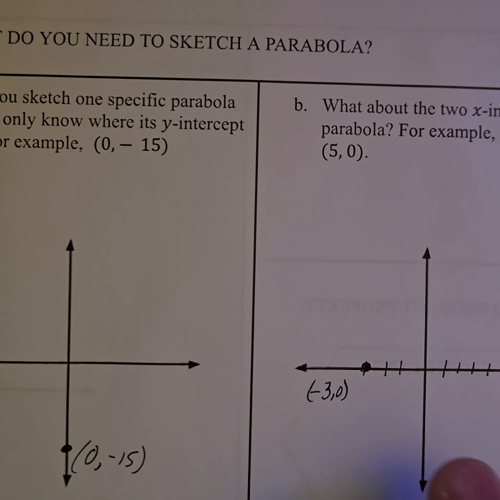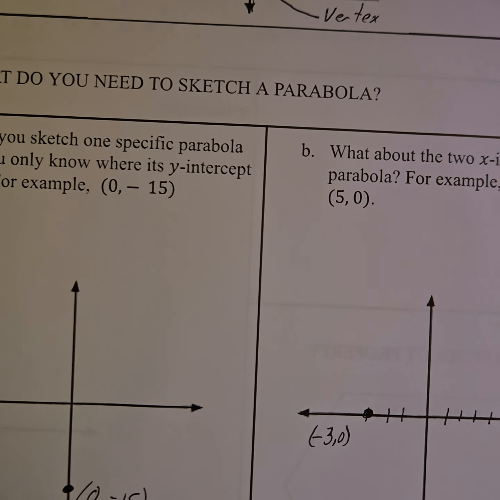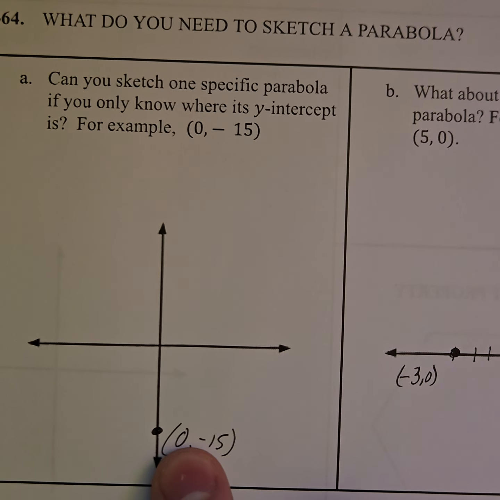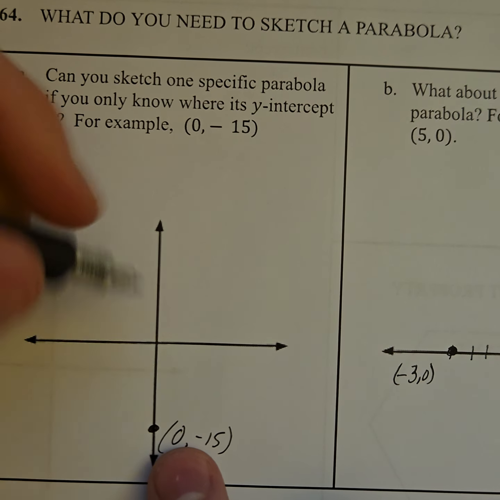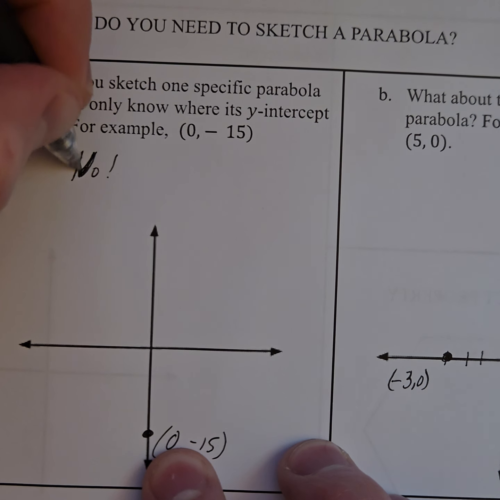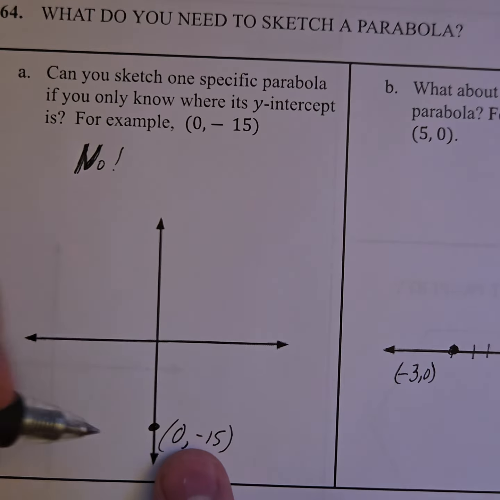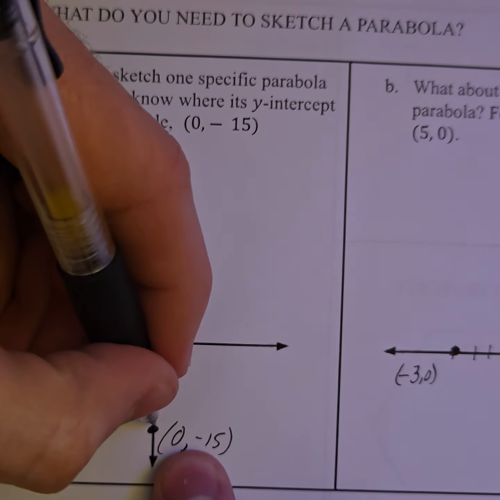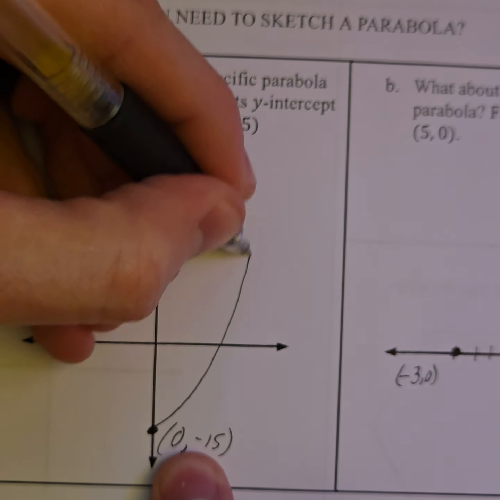All right, hopefully you guys pause the video. If we look at letter A, this is not enough information. You can draw a bunch of different parabolas that go through here, so no. Okay, this is not enough info. We need more. A lot of you are maybe thinking, well, yeah, we can draw a parabola that looks like this.